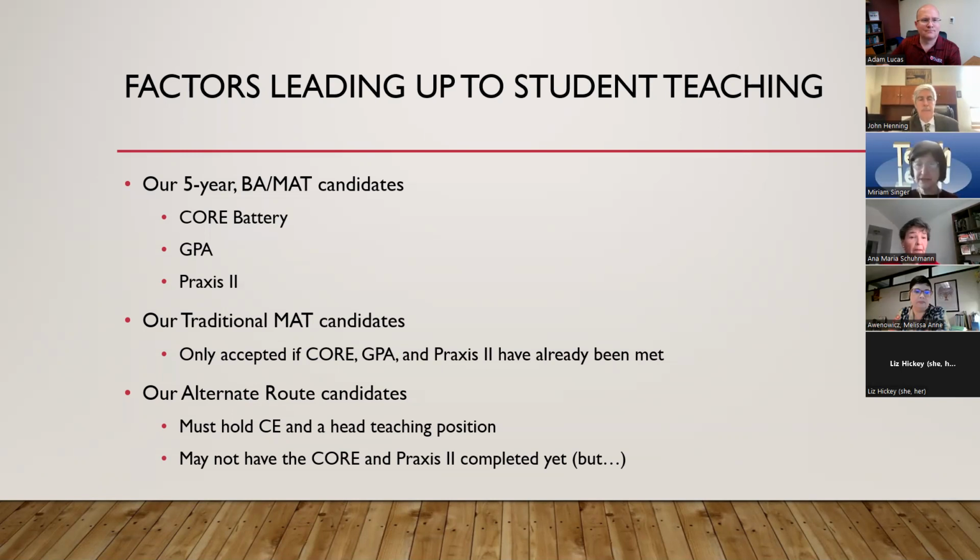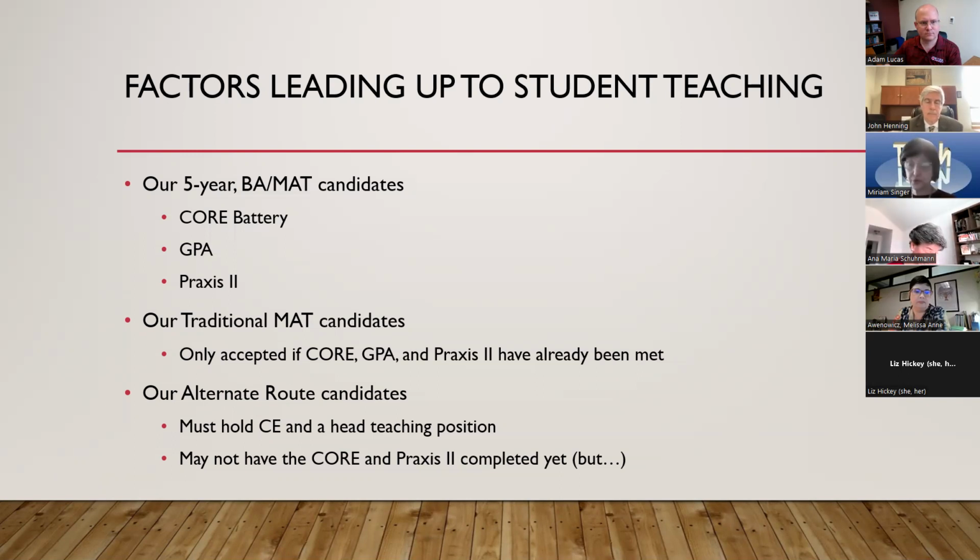Our traditional MAT candidates, we ask to provide all the required documentation right up front before they're fully matriculated into our program. That includes the core battery, the 3.0 GPA on their undergraduate, and the Praxis 2 exam. They should have had all of those conditions met. Occasionally, we admit somebody on a 9-credit provisional program, and they cannot go further than that. And that's because we want to make sure that our candidates are successful and have the ability.